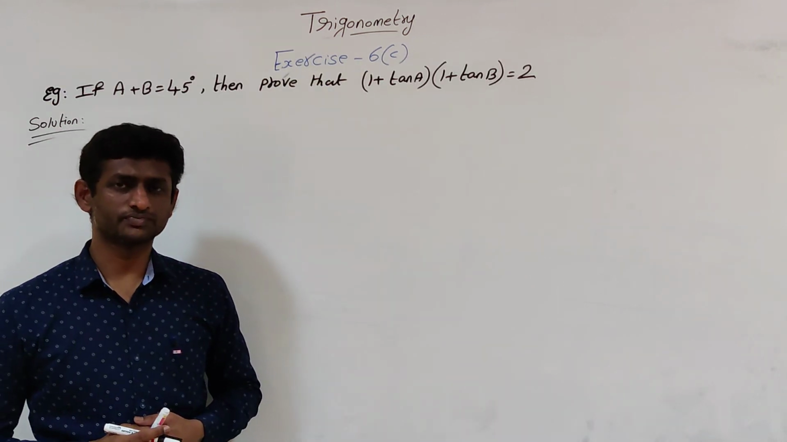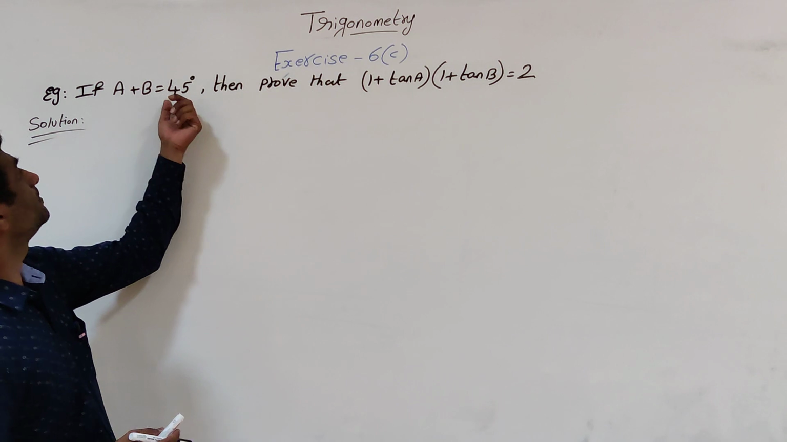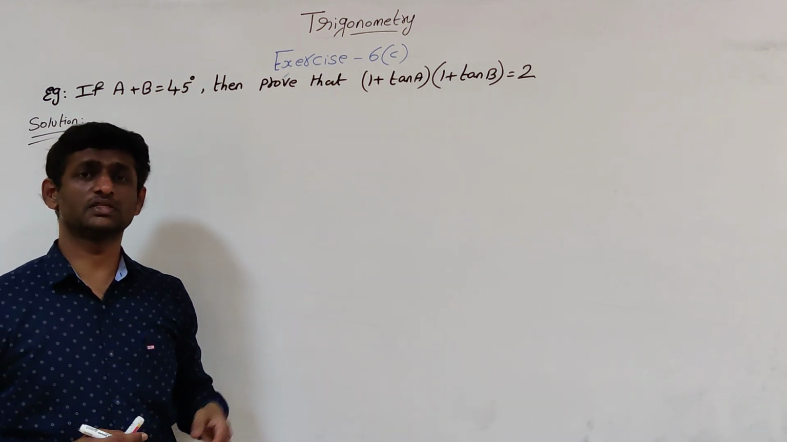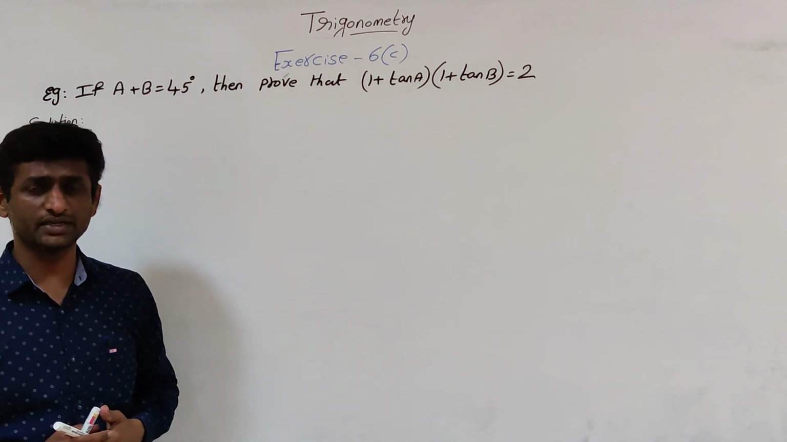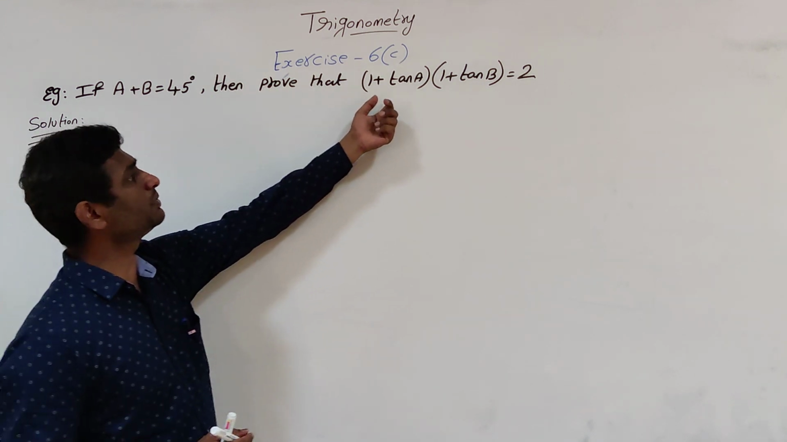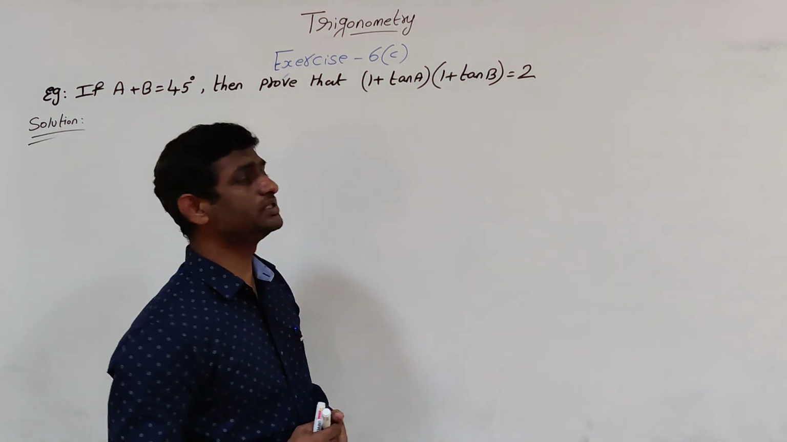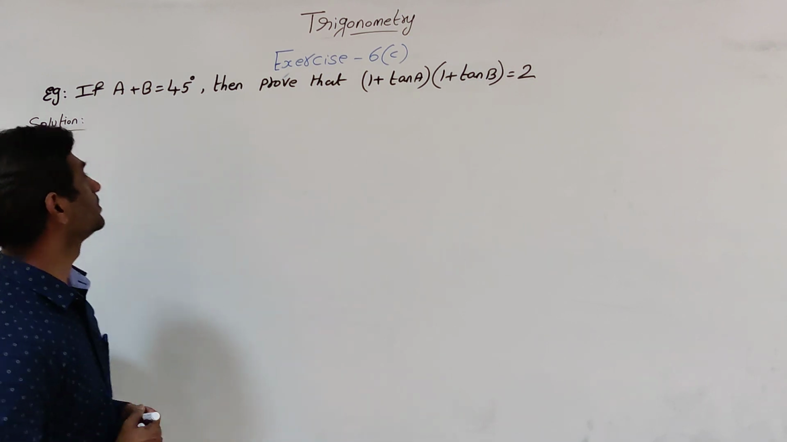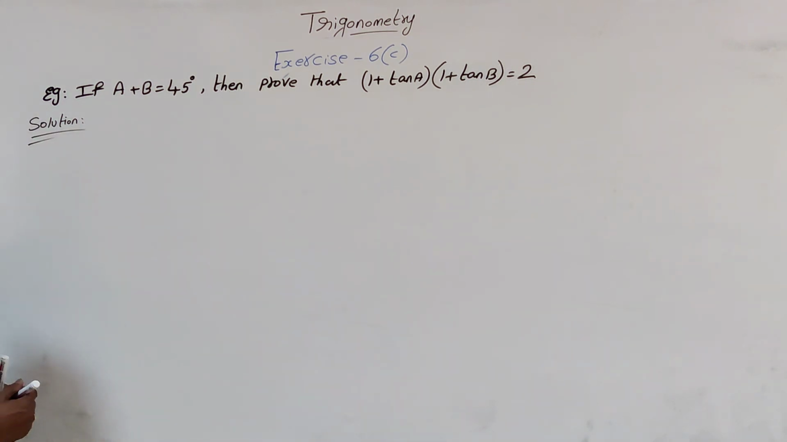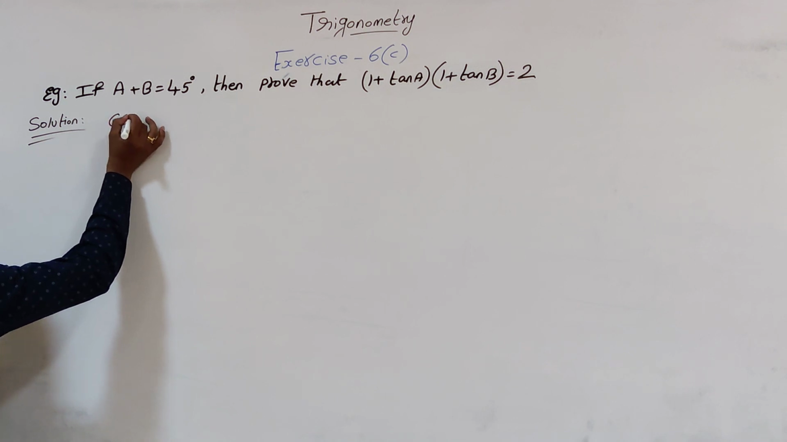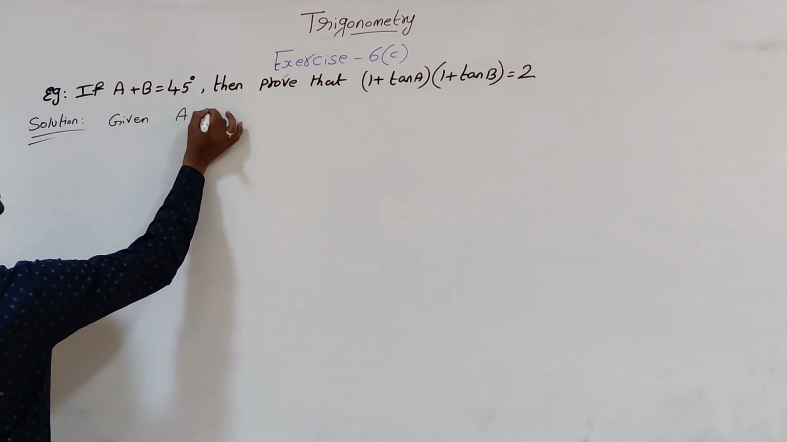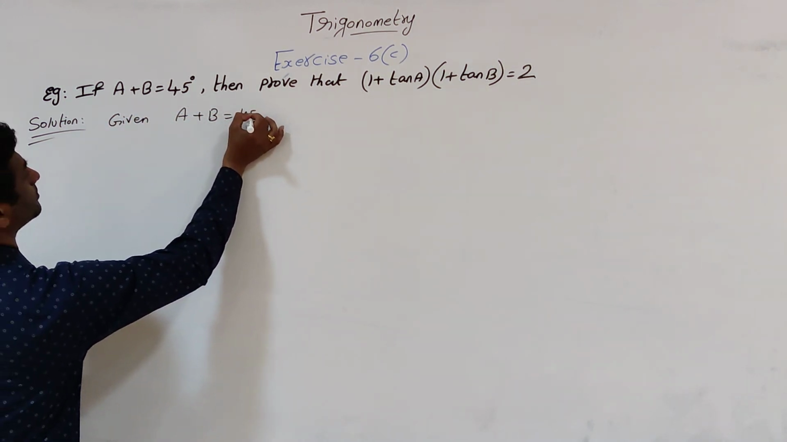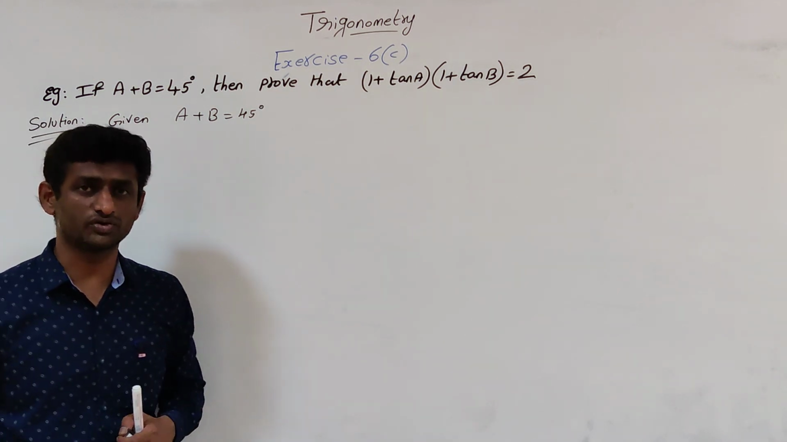The question is, if A plus B is equal to 45 degrees, meaning the sum of two angles is 45 degrees, then prove that 1 plus tan A into 1 plus tan B is 2. This is very, very important. We'll see the question and we'll see the solution. What is given? A plus B is 45 degrees, meaning the sum of two angles is 45.